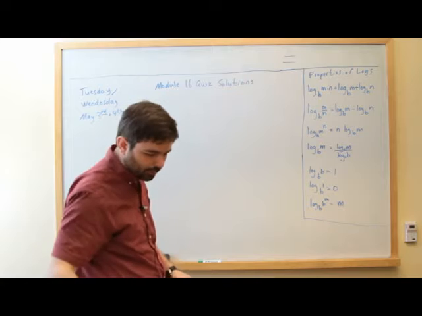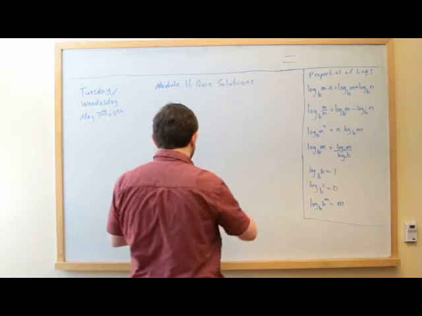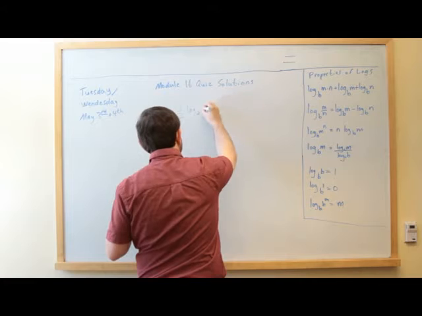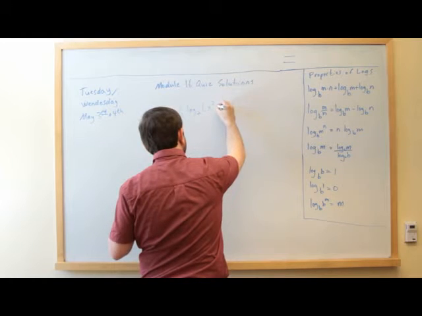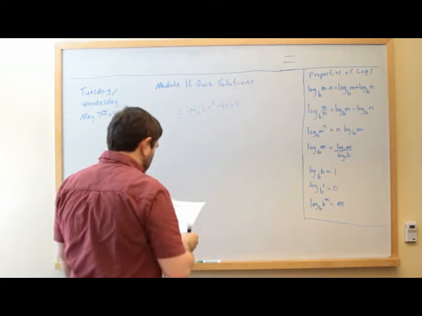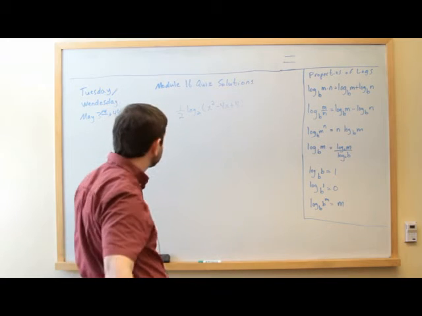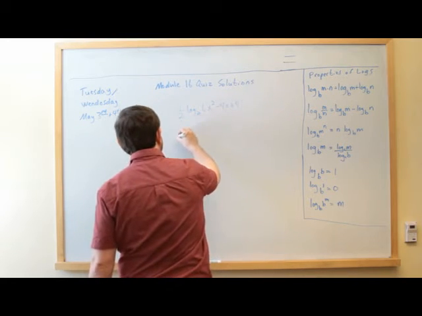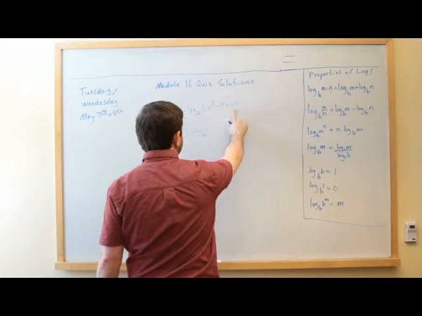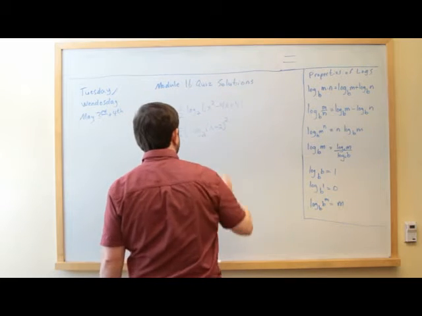Is each logarithmic expression equivalent to 1/2 log base 2 of x squared minus 4x plus 4? Okay, well, let's just play around with this a little bit. This is going to be 1/2 times log base 2 of, and this is going to factor to x minus 2 squared.